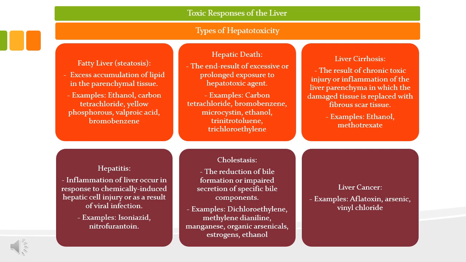The fifth type of hepatotoxicity is the cholestasis, which is the reduction of bile formation or impaired secretion of specific bile components. Examples are dichloroethylene, methylene dianiline, manganese, organic arsenic estrogens, and ethanol. The final type of hepatotoxicity is the liver cancer, which is caused by aflatoxin, arsenic, and vinyl chloride.